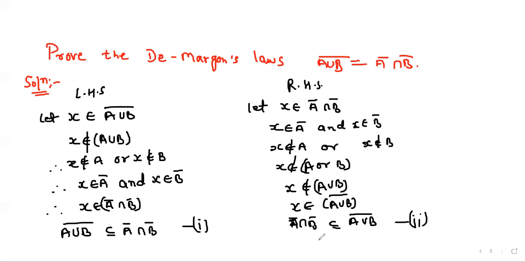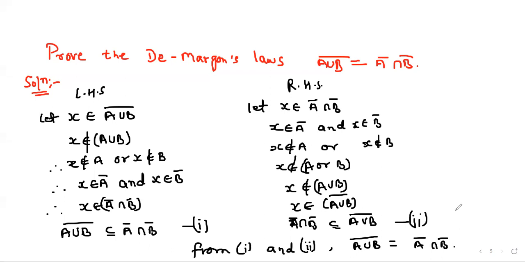So from first and second, we can say that (A union B) complement is equal to A complement intersection B complement.